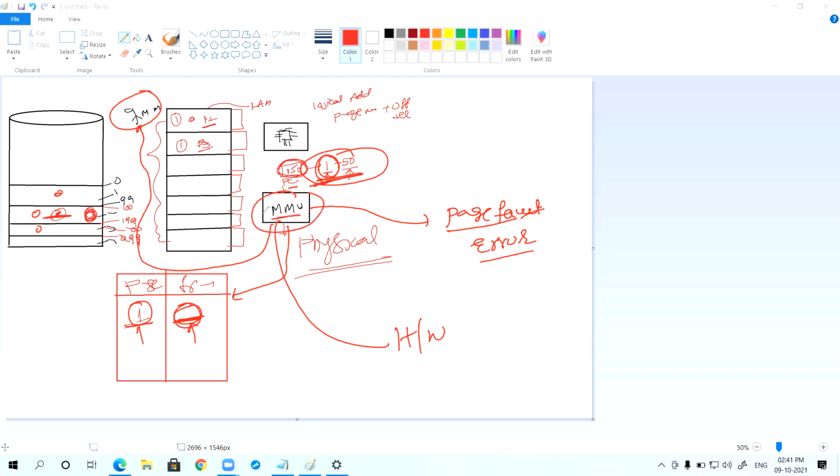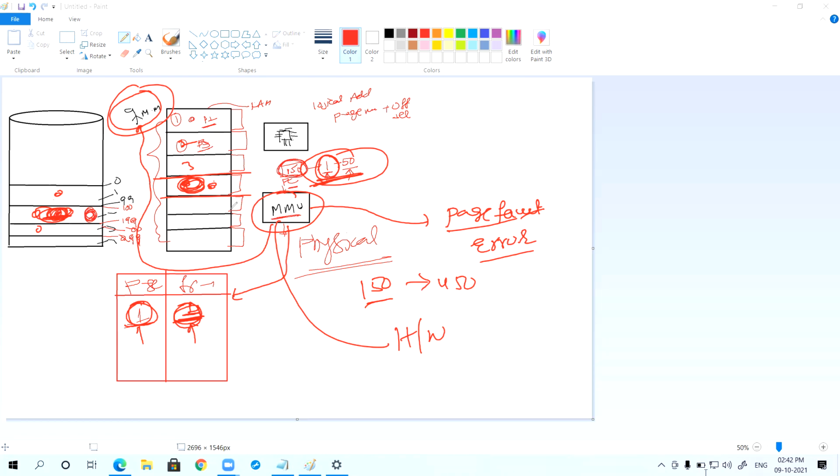When the MMU demands the page from the MM, what is the MM's job? Whatever page is demanded, it should be loaded into some frame. Suppose this is the first frame, second frame, third frame is not free, fourth frame is free. It should be loaded into the fourth frame, so this page is loaded into this frame. Now that 150 becomes 450 because of the fourth frame. The logical address is 150, the physical address is 450.